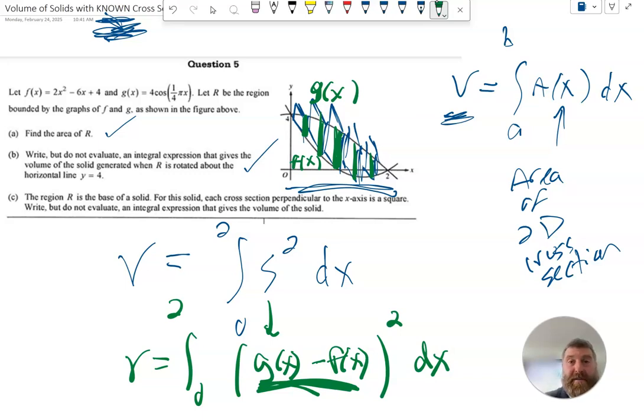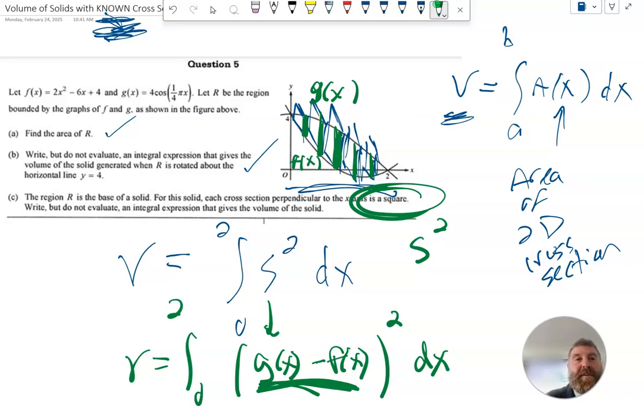Now there's no pi, there's no circles, right? Circles come up with pi r squared for the disk method, or pi big R squared minus pi little r squared for the washer method. But there's no circles, so therefore there's no pi in here. We're just integrating squares, right? Which we know have area of s squared.